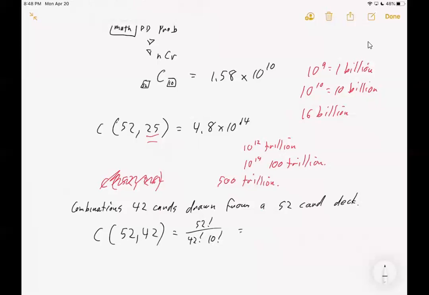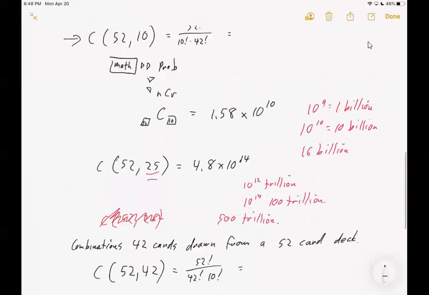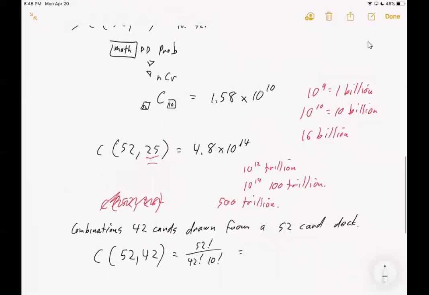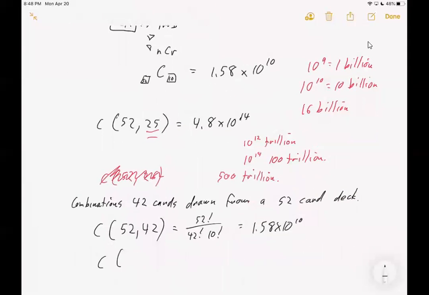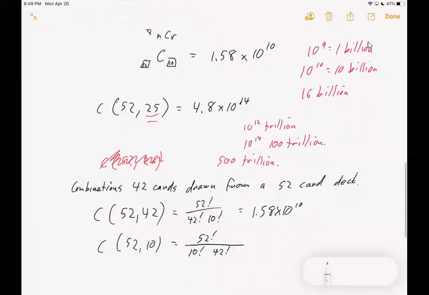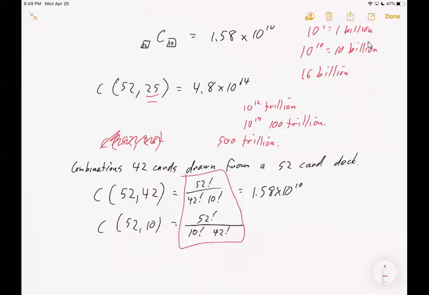And if you either use the factorials or you do it out, it turns out the number is about 1.58 times 10 to the 10th again, right? The reason why is because if I do the combination of 52 comma 10, there are 52 factorial ways to shuffle the deck. The cards that are selected could have been arranged 10 factorial ways, and the cards that weren't selected could have been arranged 42 factorial ways, and it's pretty easy to see that these will end up giving you the same answer.